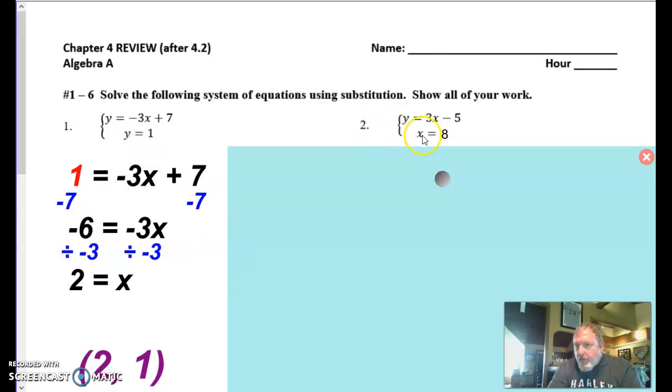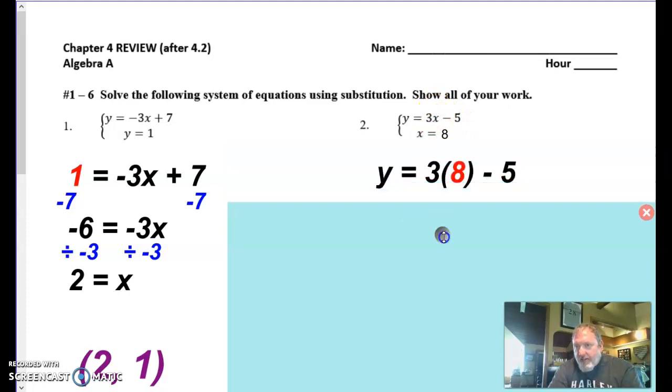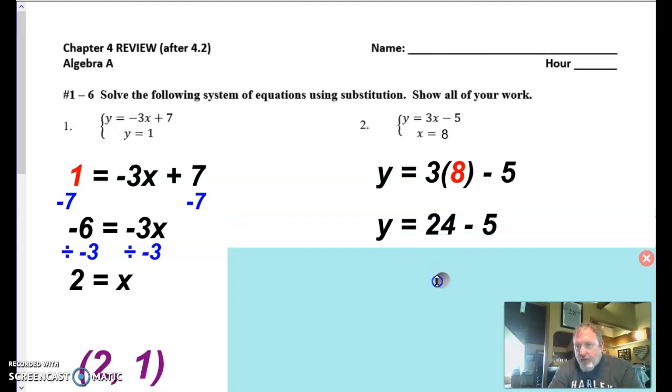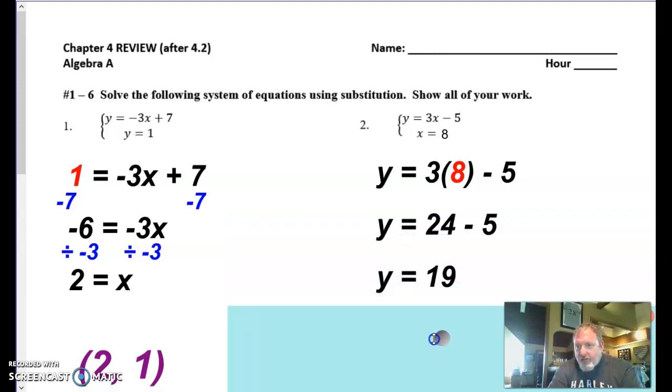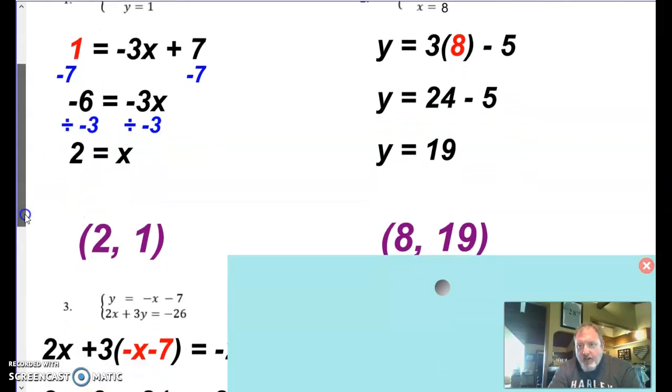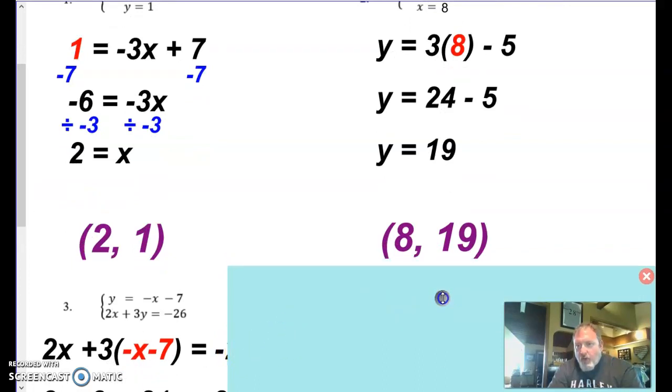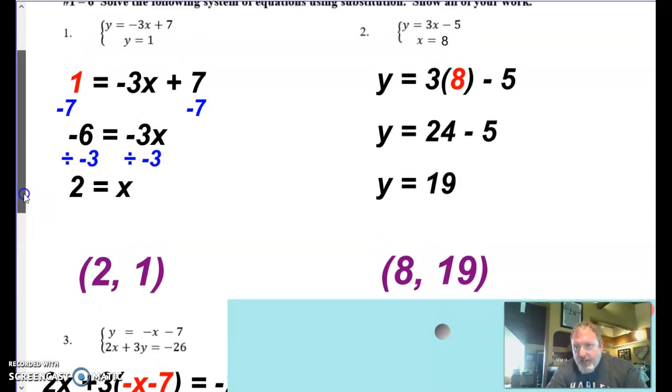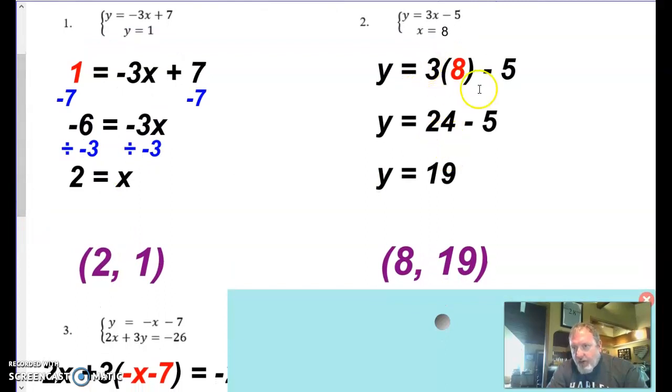For number 2, they gave us the fact that x is equal to 8. So now we're going to plug that into the top equation for x, and again, that'll allow us to solve. 3 times 8 will be 24. 24 minus 5 will be 19, giving us a solution of 8, 19. And again, you always want to remember to write your final answer in ordered pair form. So they gave us x was 8. We were able to plug that into the other equation and solve that y is 19.